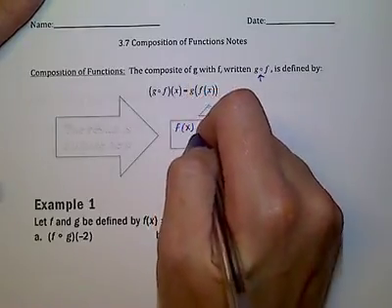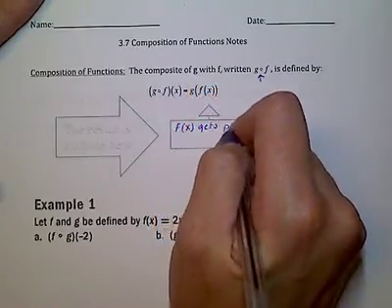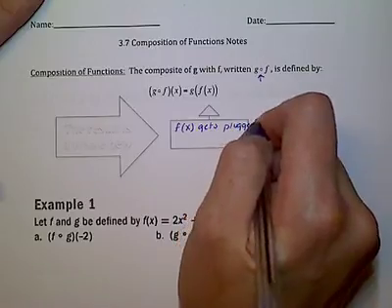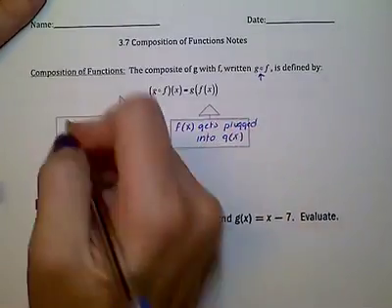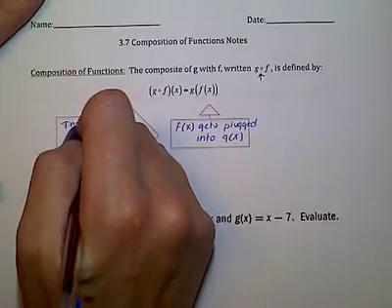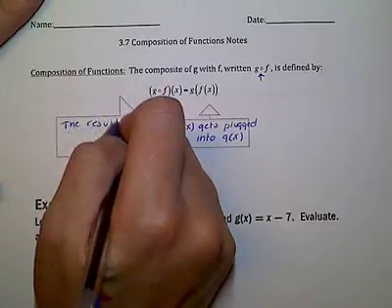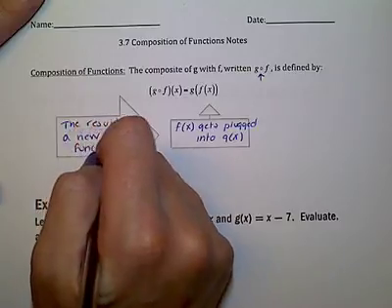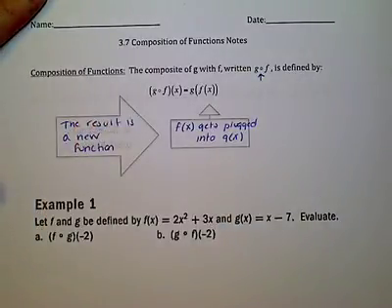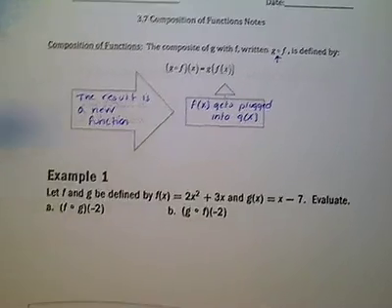F of x gets plugged into g of x. And the result is a new function or a new equation. So we're going to start easy. We're going to start with some numbers.